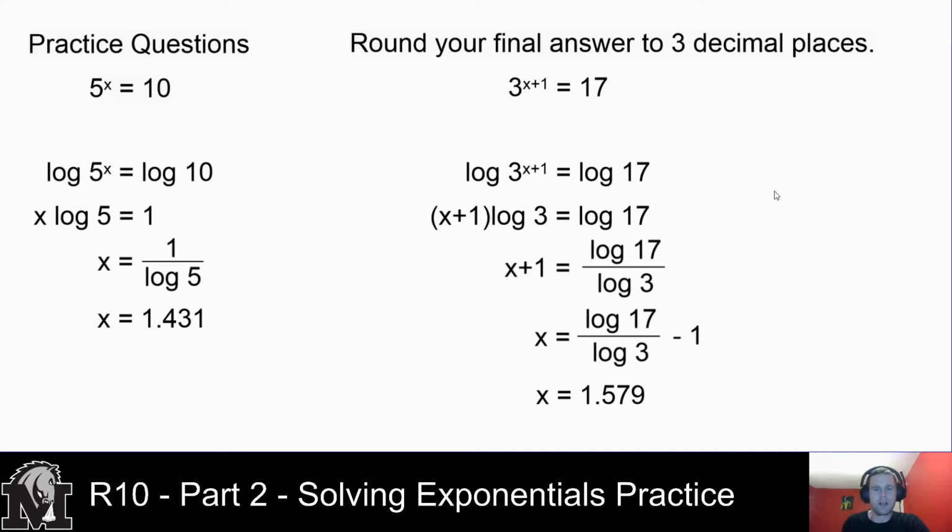I want to apply any log theorems. So the power rule is the only one that applies here. This exponent gets written out in front. And it's pretty important that we put the brackets around here because the log 3 multiplies that whole thing and not just the 1. To get x by itself, I want to divide both sides by log 3. And then I have to subtract 1 from both sides. So I get a final answer of 1.579. I should note that I've rounded all of my answers to 3 decimal places.